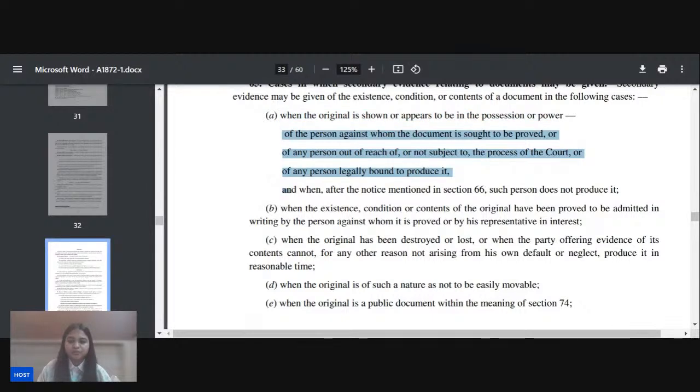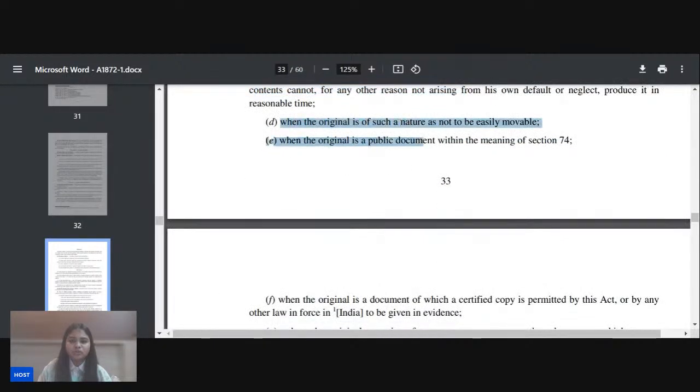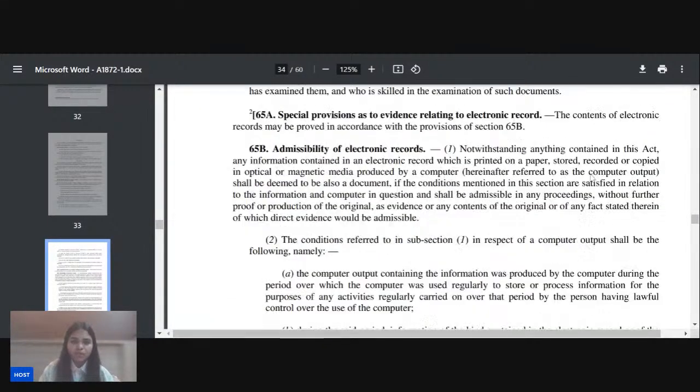Or if the existence, condition or contents of the original are admitted in writing by the person against whom it is proved, or when the original is destroyed or lost, or when the original is of a nature which cannot be moved, or when the original is a public document within the meaning of section 74, right? Now what is section 74? Section 74 talks about public documents. We will come to that also.